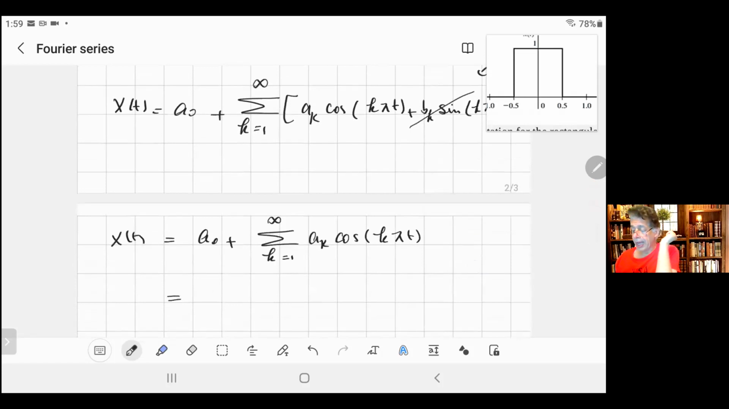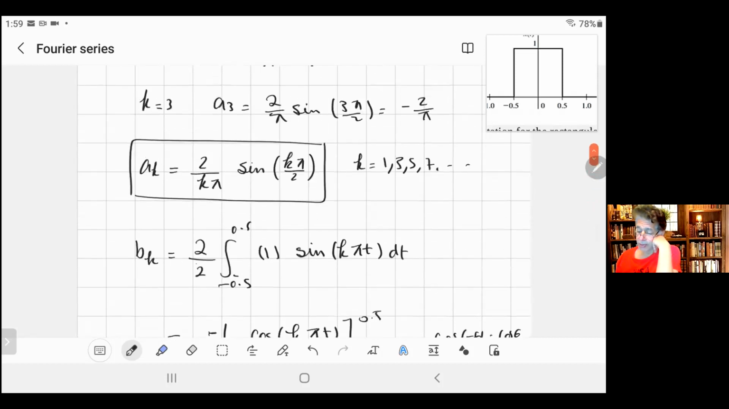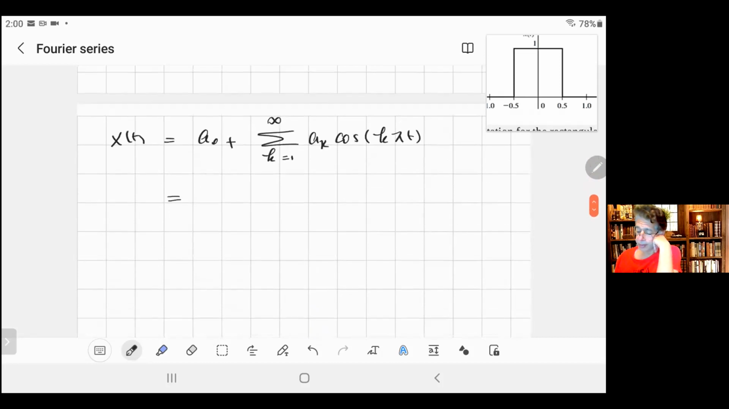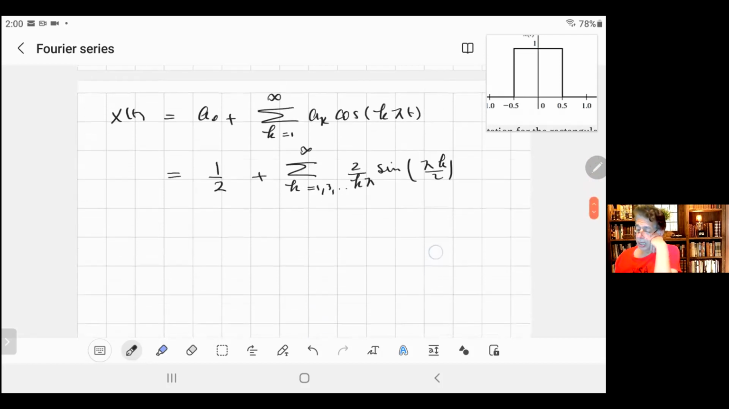Well, and we found ak. If you remember, that's the expression for ak. ak is equal to 2 over k pi sine k pi over 2, so 2 over k pi, sigma. And remember, it's only the odd k: 1, 3, 5, and so on, up to infinity, of 2 over k pi sine k pi over 2. And we found a naught is equal to 1/2 in the first step we did. So we have to have t here.